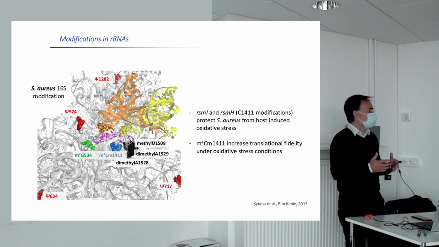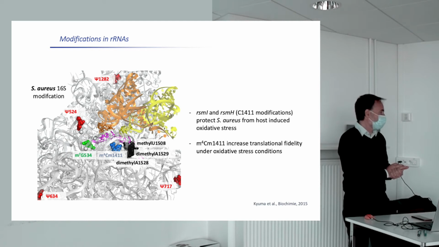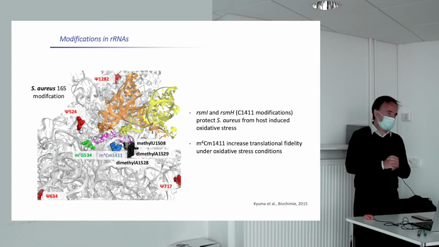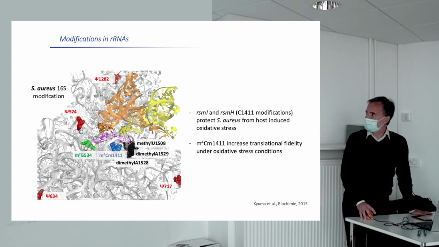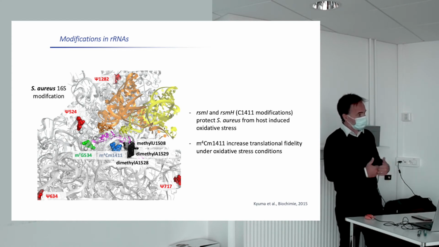An oxidative stress can create damage on the DNA, can cleave RNA molecules, for example, and can also change the modification state of some RNA molecules. So the bacteria need to cope with this oxidative stress. In the absence of these two methylases, this nucleotide is no longer methylated, and then the bacteria is much more sensitive to this oxidative stress, so it will be killed by the immune system very rapidly.